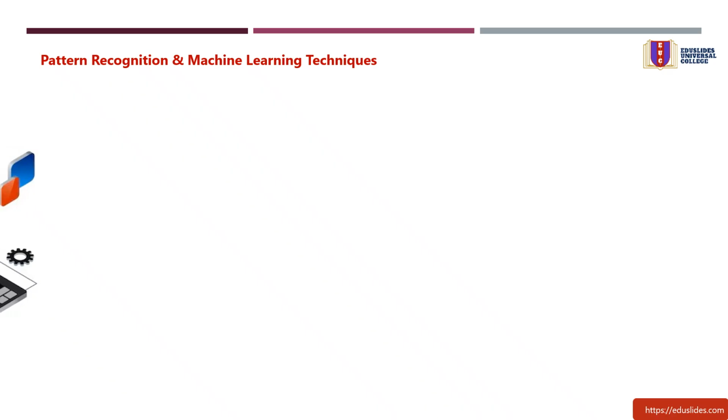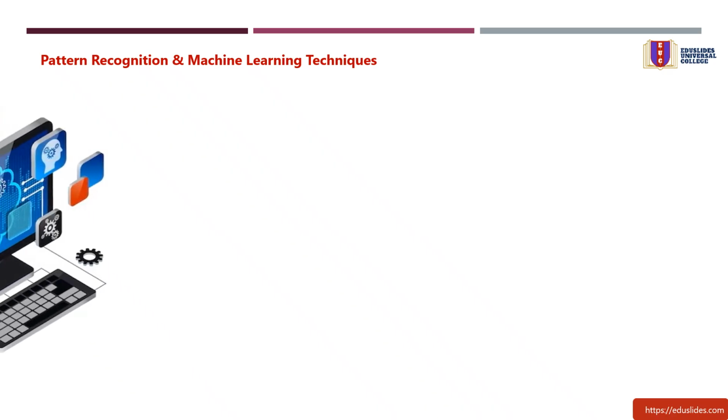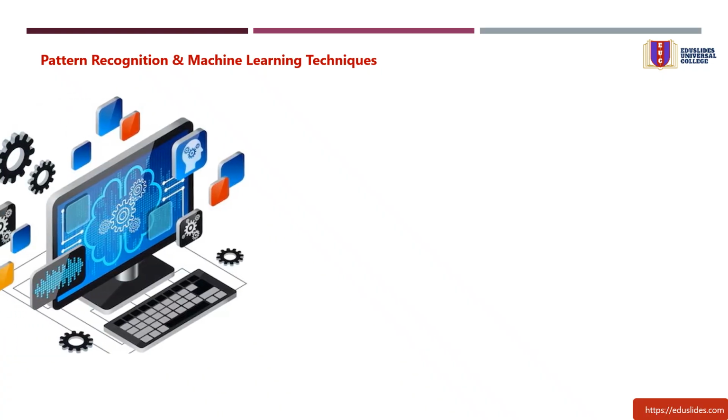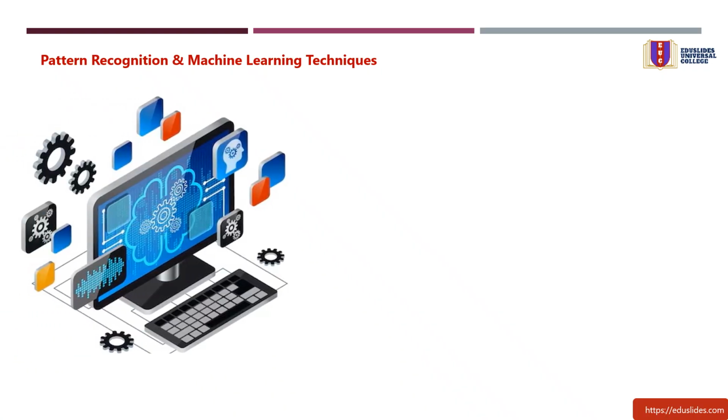Pattern recognition and machine learning techniques. Machine learning and pattern recognition work together to enhance systems' abilities to make decisions, learn from past experiences, and predict future outcomes. These techniques demonstrate how machine learning and pattern recognition empower systems to analyze data intelligently, adapt dynamically, and make informed decisions across various industries.